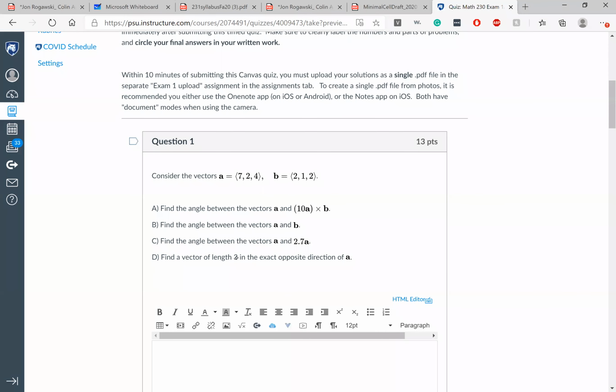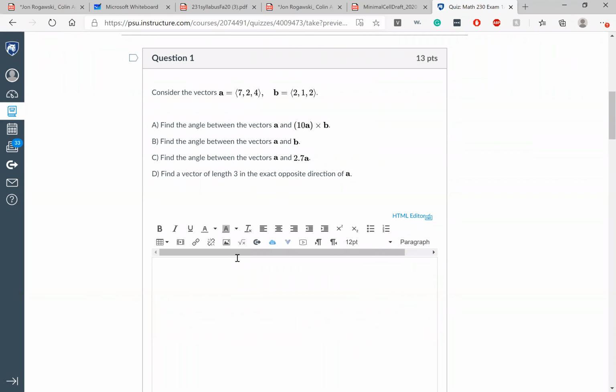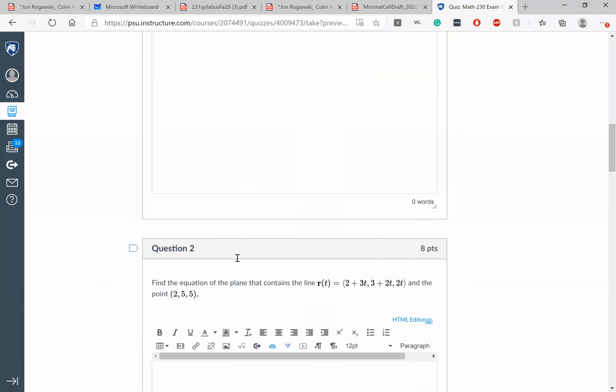Okay, and then D is what we just did. Any other questions? And then you said C, since it's going in the same direction, there's no angle. Yeah, the angle is 0.